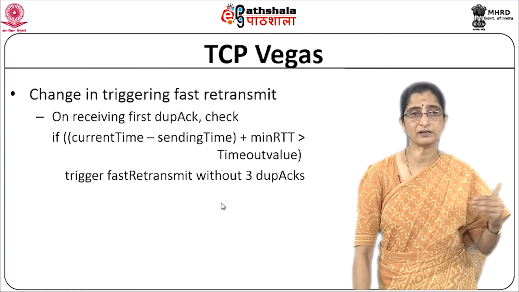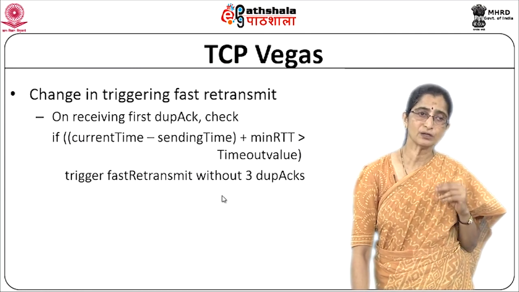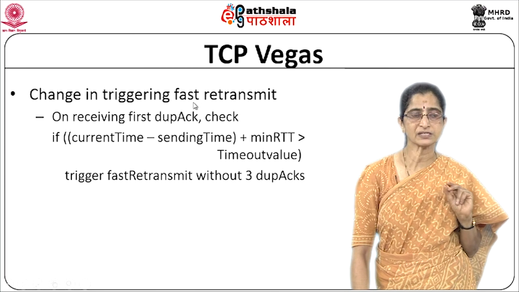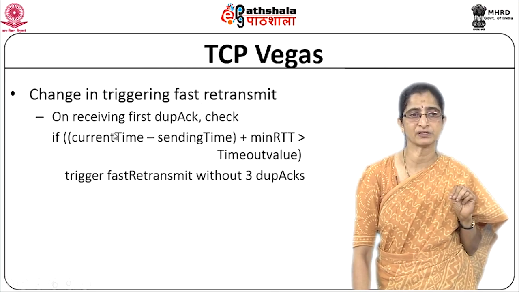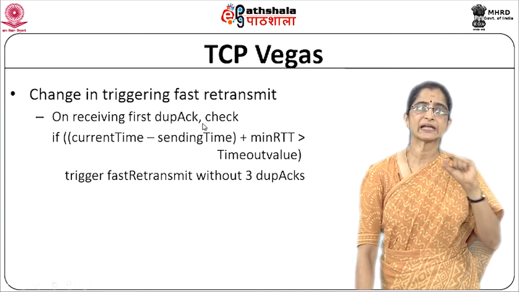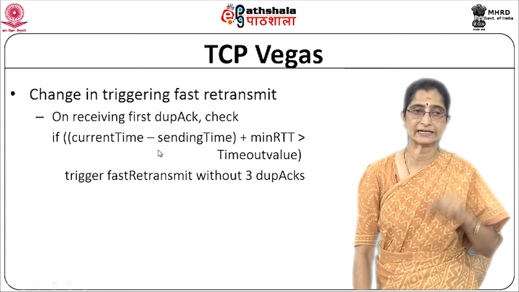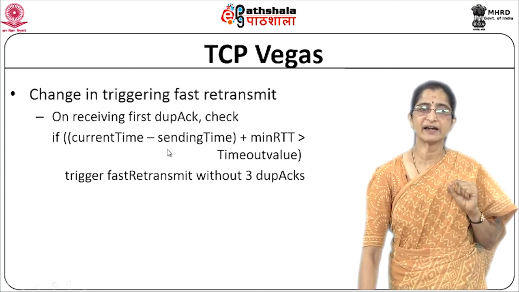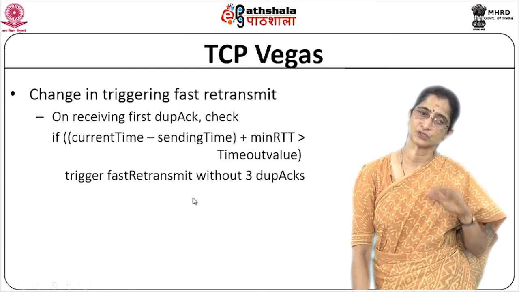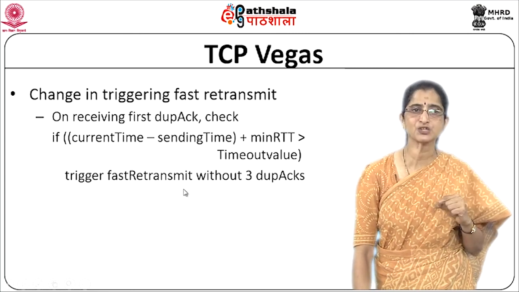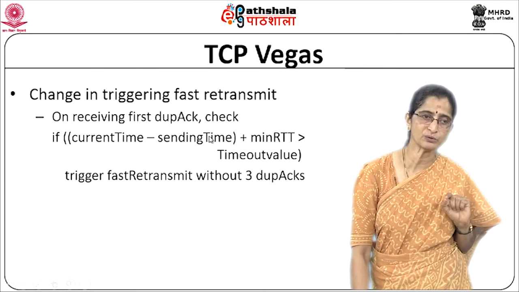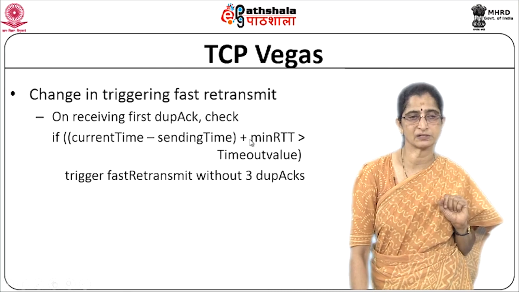TCP Vegas is a totally different approach. Here there is a change in how fast retransmit itself is triggered. Instead of waiting for 3 duplicate ACKs, on receiving the first duplicate ACK, you check whether the current time minus the sending time plus the minimum RTT is greater than the timeout value. If it is greater, then you trigger the fast retransmit mechanism. That is, you are not waiting for 3 duplicate ACKs, but even when you get the first duplicate ACK, you check whether this timing holds, and if it holds, you go into fast retransmit. This is one of the first things with TCP Vegas.